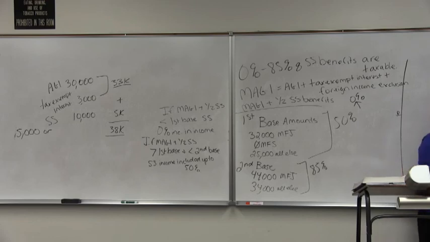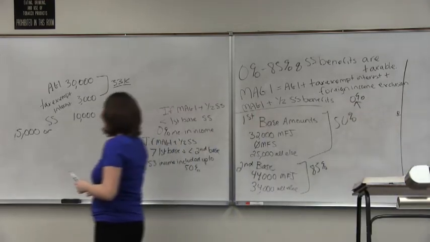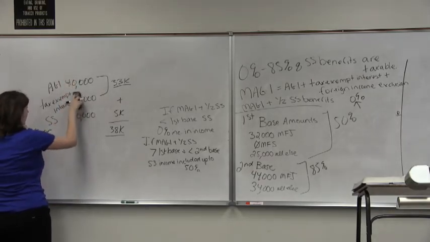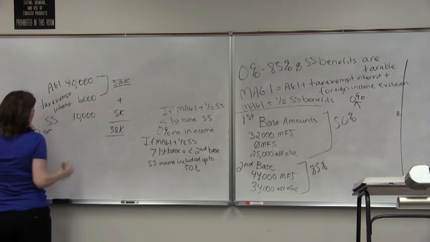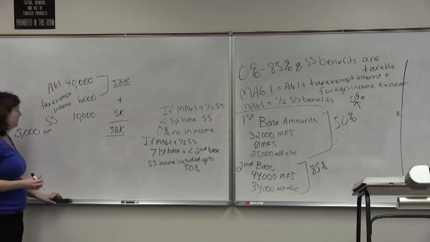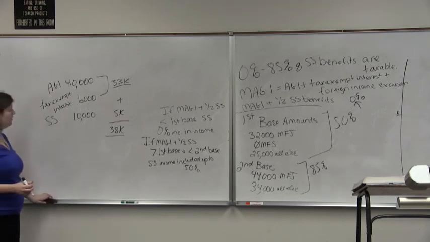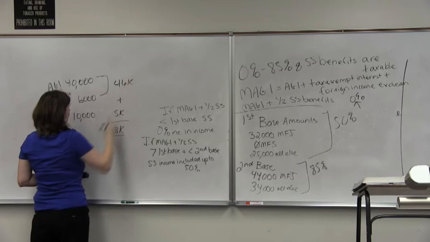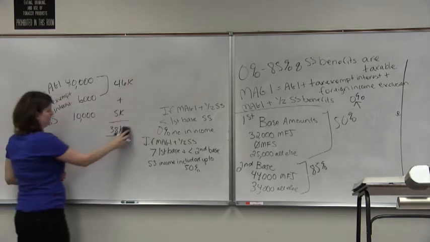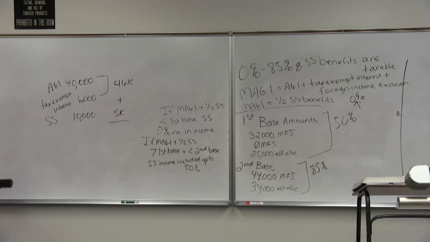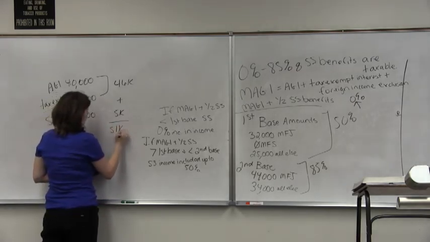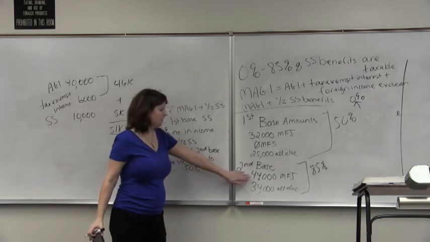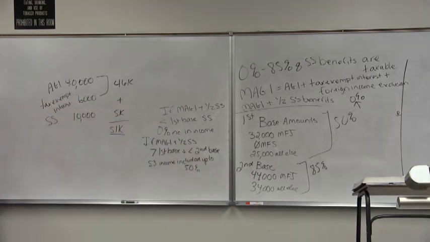So if we go to our example B. In this example, we have AGI of $40,000. We have tax-exempt interest of $6,000. And we have Social Security benefits of $10,000. So here, we have modified adjusted gross income of $46,000 plus $5,000 of Social Security benefits, because we include half. So that equals $51,000. Since that is over this $44,000 threshold, we know we have to use the second formula.